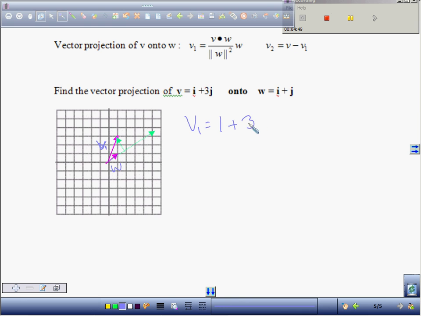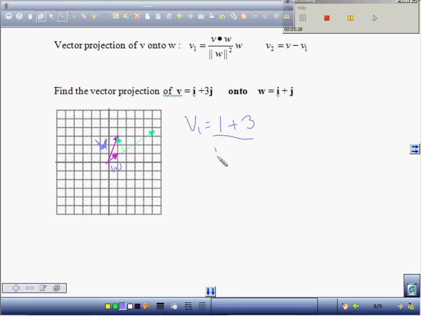Wait, what is V1? V1 is the line that goes with W? Why'd you call that out? Oh, I called this V1? Because I was confused. I shouldn't have called that V1. I'm sorry. This is V, plain old V. This is W. This vector that I'm going to find is called V1, and the next vector that I'm going to find over here is called V2. So 1 plus 3, that's the dot product of V and W, over the magnitude of W squared.